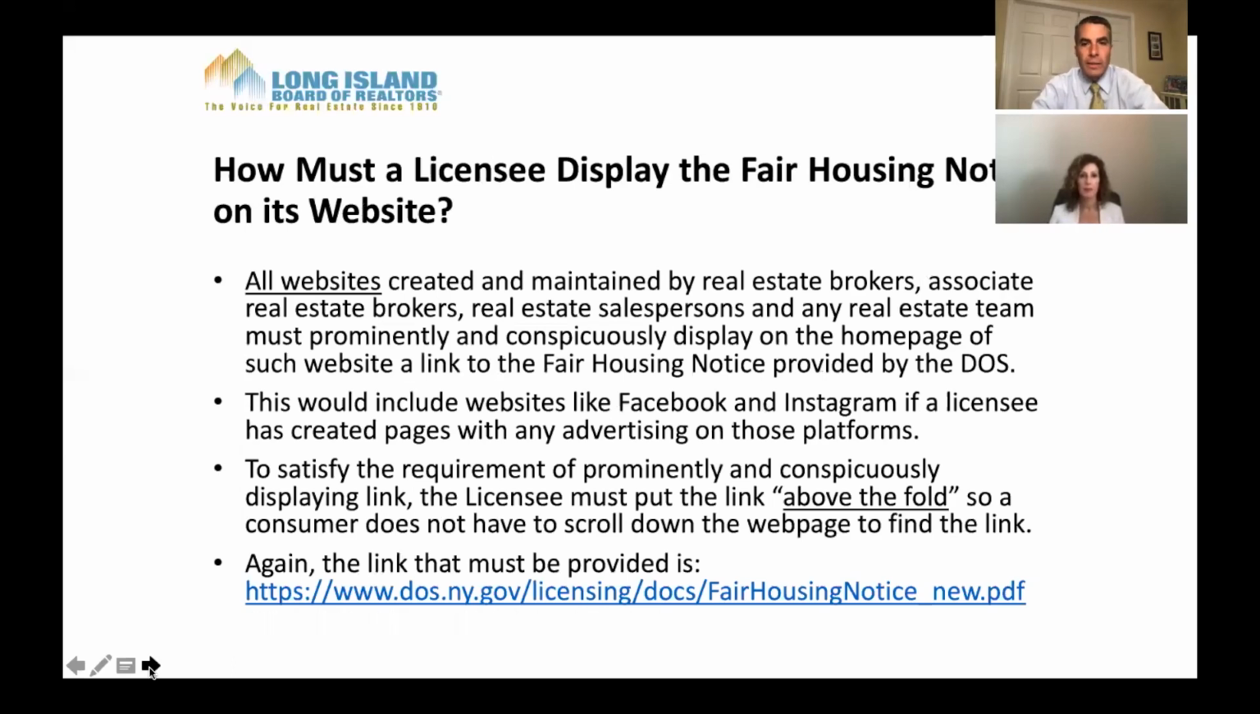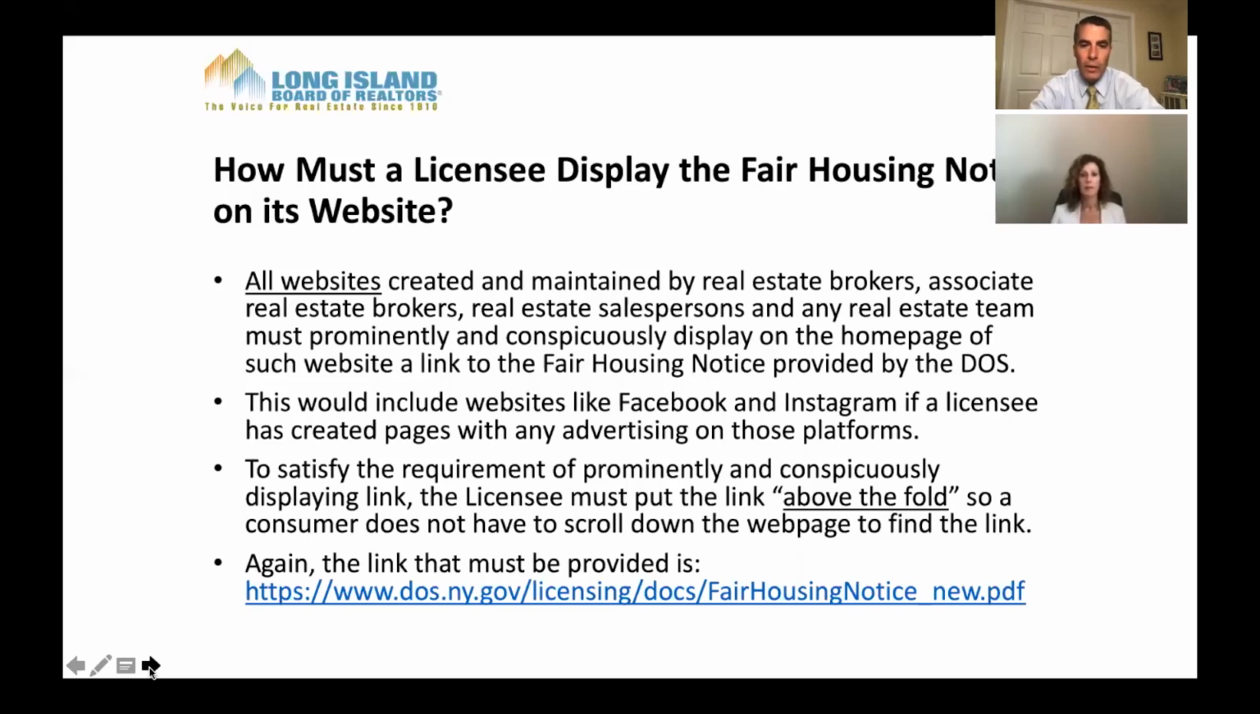How must a licensee display the Fair Housing Notice on its website? All websites created and maintained by real estate brokers, associate real estate brokers, real estate salespersons, and any real estate team must prominently and conspicuously display on the homepage of such website a link to the Fair Housing Notice provided by the Department of State. This would include websites like Facebook and Instagram if a licensee has created pages with any advertising on those platforms.